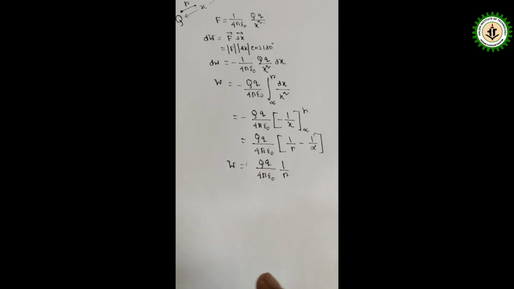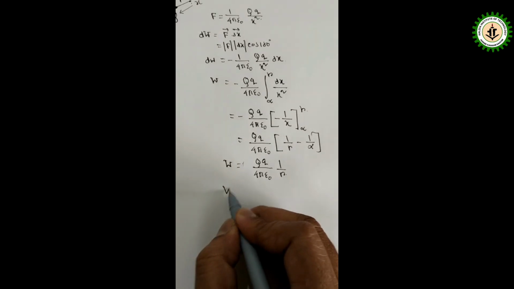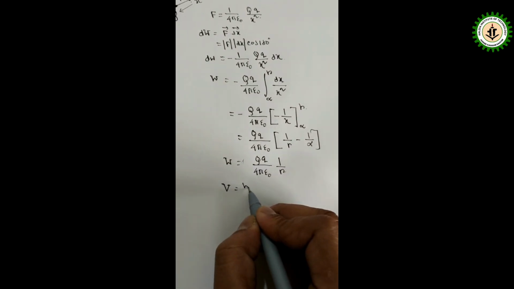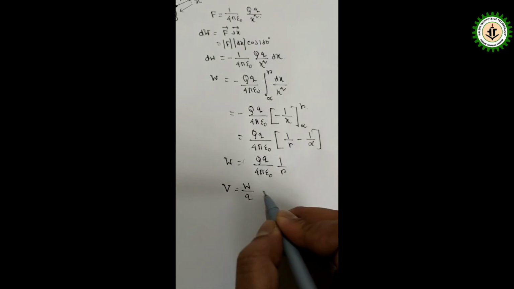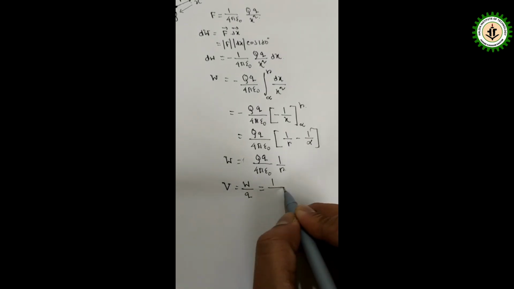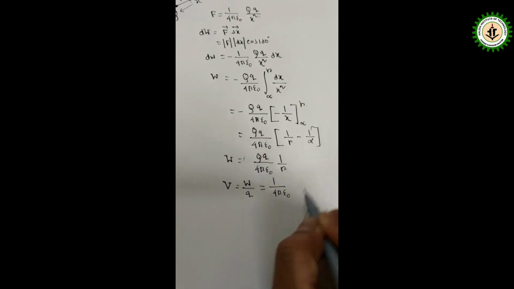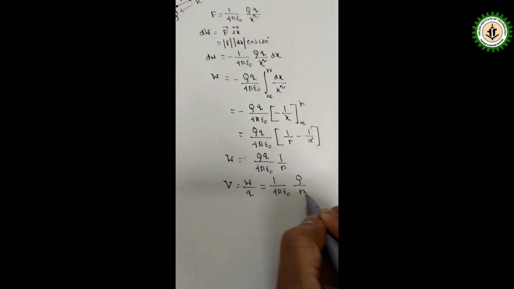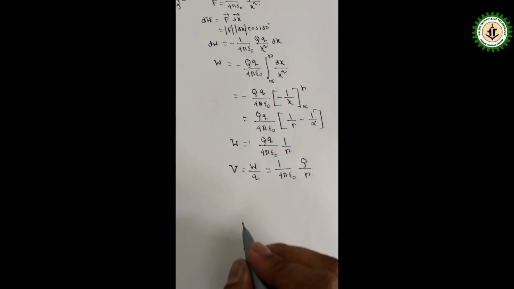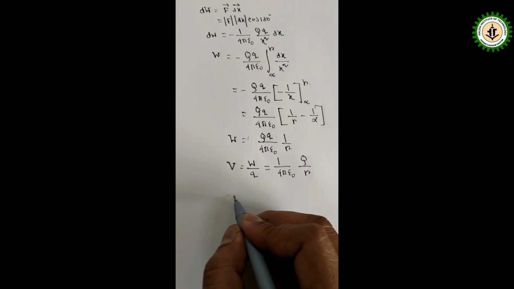The definition of electric potential is that the amount of work done required to bring a positive charge from infinity to a particular point r is called the potential. So what is the potential? Potential equals work done per unit charge, that is W by Q, and the result is 1 by 4 pi epsilon naught Q by r. So if I multiply with the charge small q, I'll get the total work done.